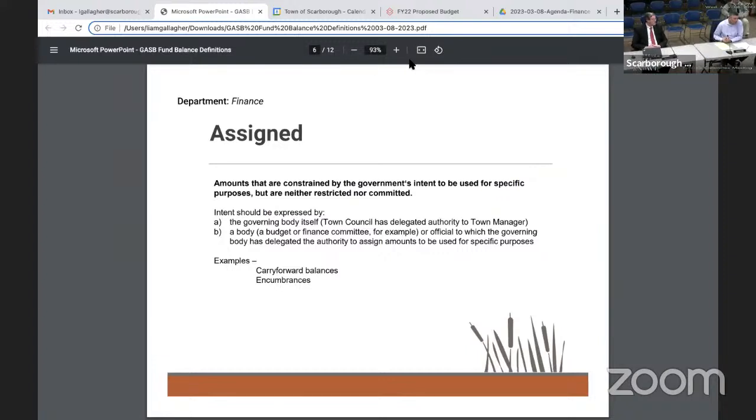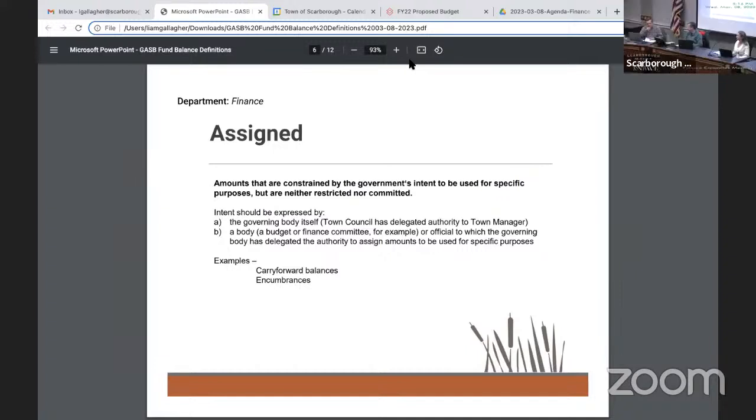I assure you that the carry forward balances, again, I scrutinize very heavily because I really want to keep as much unassigned as possible. But there are occasions where there's a very logical reason for doing so, and it happens.